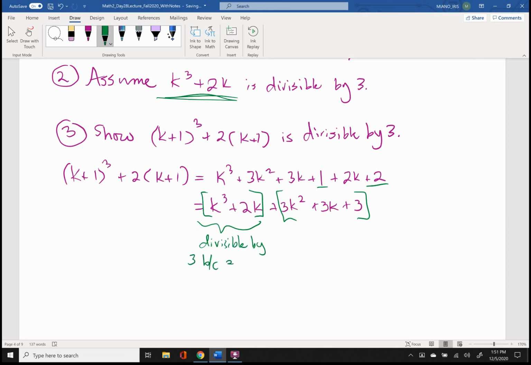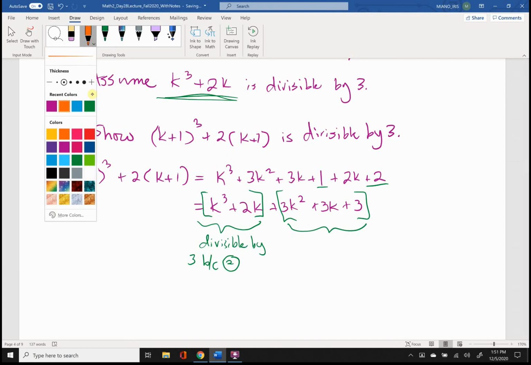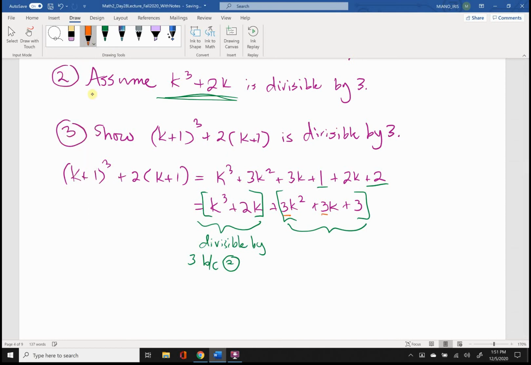Because of step 2, assumption. And then check this out. Do I get to assume that this expression here is divisible by 3? Well, yes, it does, because I explicitly have shown here that each of these terms has a factor of 3 in it. So clearly, by any casual observer, we can conclude that this expression right here is divisible by 3.